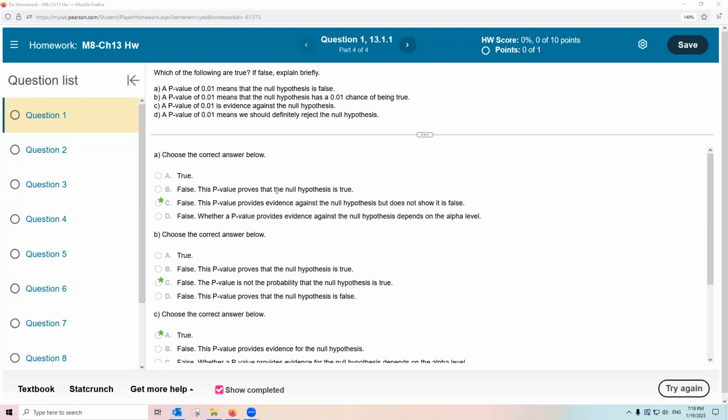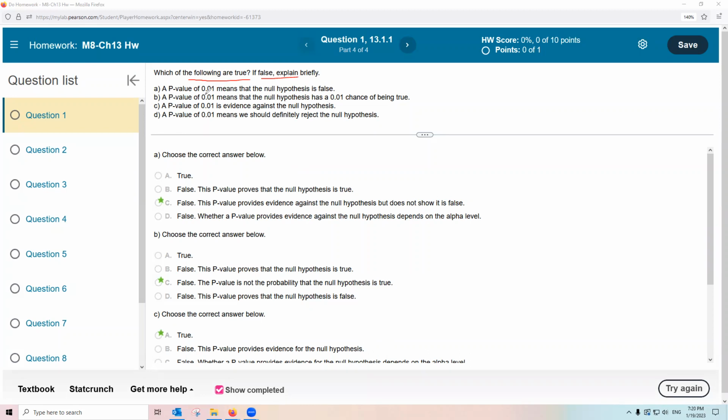This is chapter 13, and we wanted to continue our discussion here about hypothesis testing and talk about things like p-values and forming confidence intervals and things like that. So let's get started. I want to come here to problem number 1, and this is going to ask us which of the following are true, and if it's false, explain why it's false. Let's go to part A.